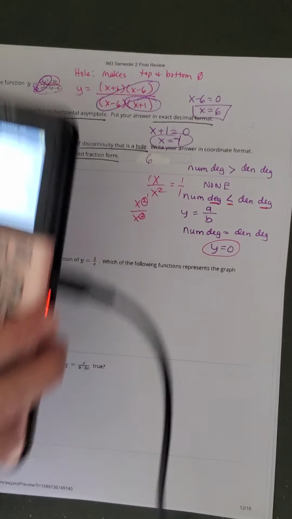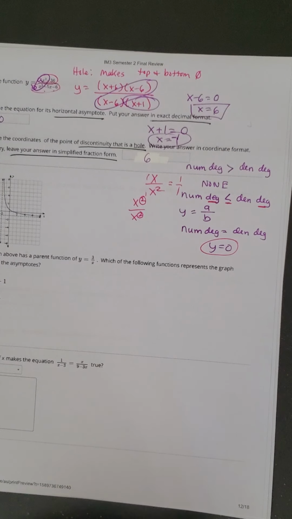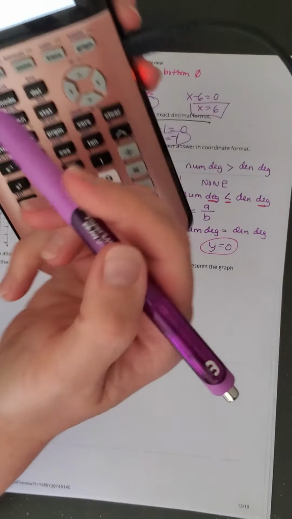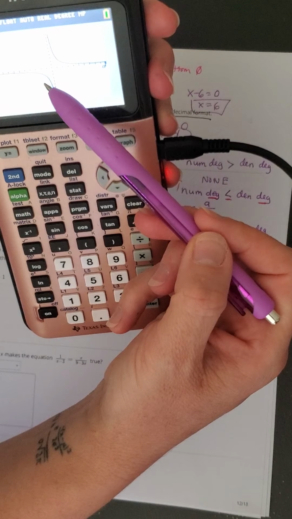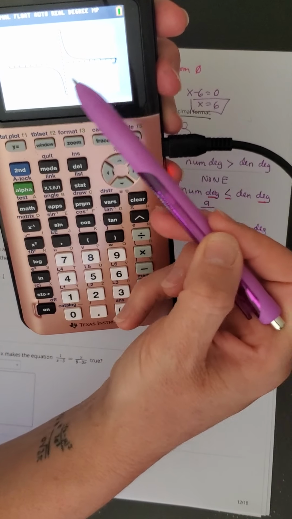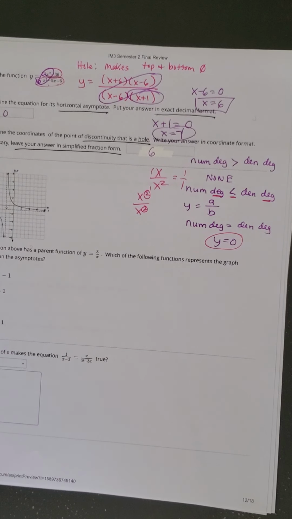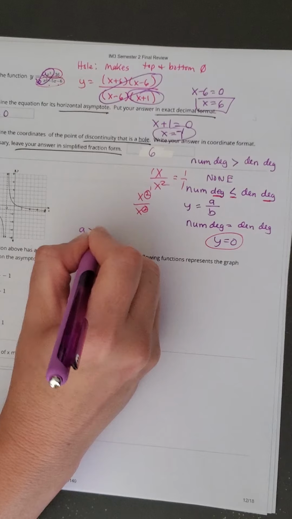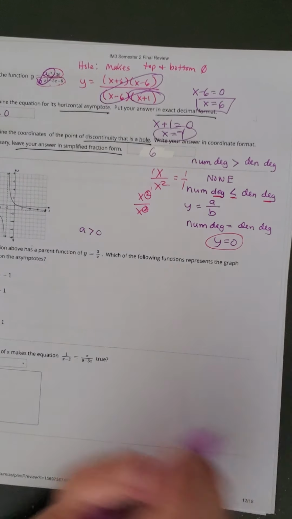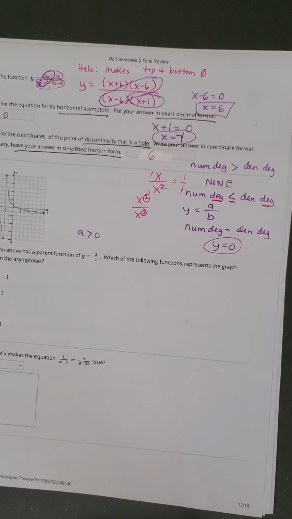So if a were negative, like if there was a negative out front, like right here, then this graph will flip-flop. This will come up here, and this will move down here, right? So your graph will flip-flop. That didn't happen, so a was positive. Okay, so I'm going to get rid of that one. It can't be that one because it has a negative out front.